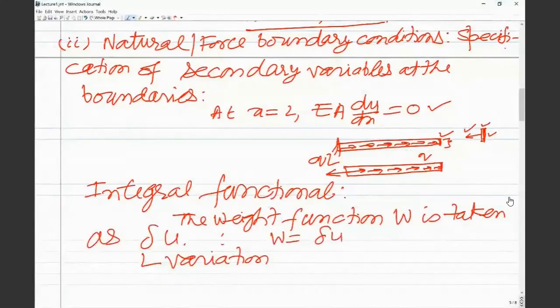Now I'm going to define what this variation is. What do we mean by variation? But before that, let me tell you that if we have a single differential equation, then we will have W equal to delta u. But if the problem involves more than one unknown variable, then you will have more than one differential equation.